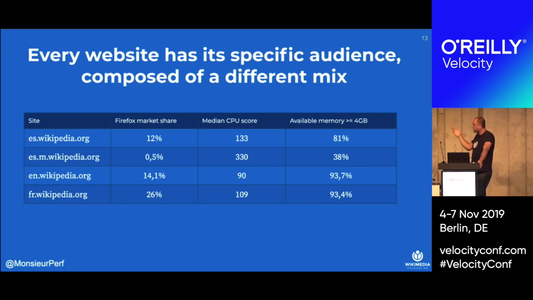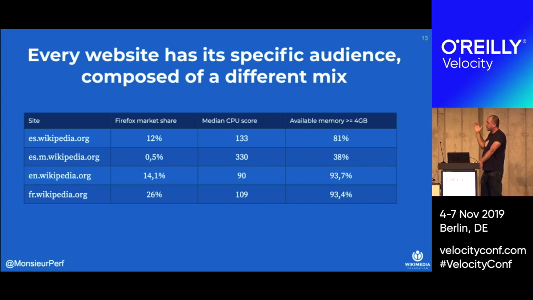Same for available memory. But the thing that may be surprising to a lot of people is that if you compare something like Spanish Wikipedia and French Wikipedia, which are technically very, very close, there might be minor differences in the plugins they have installed, but for the most part, we're talking about the same website.